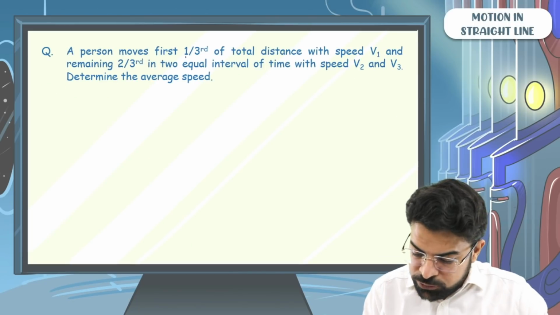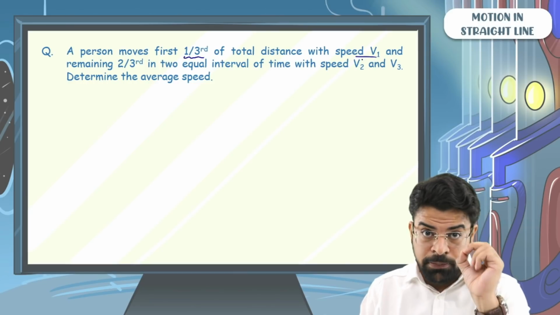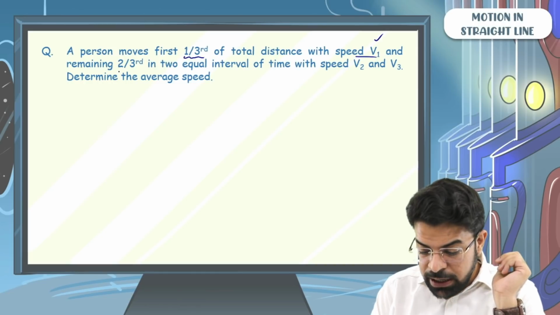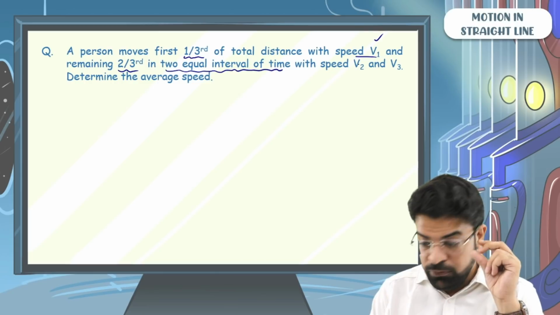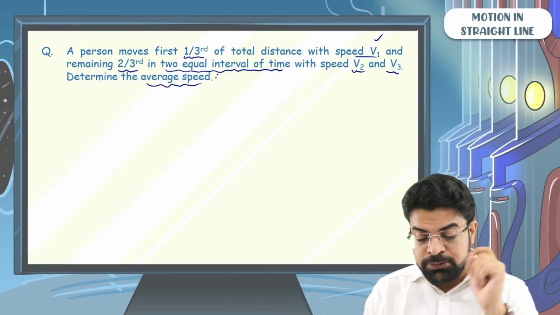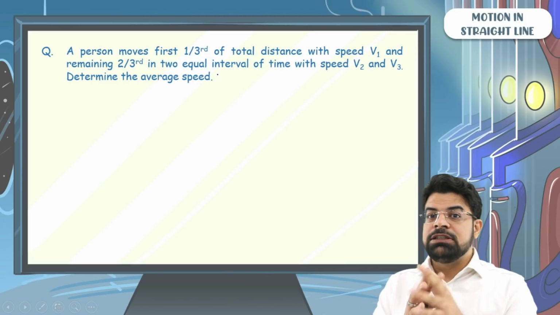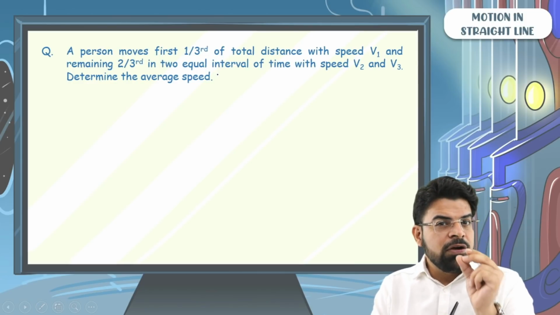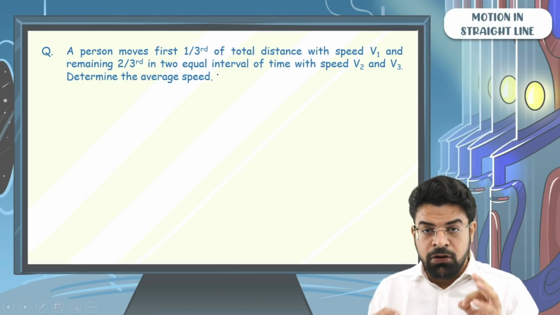A person moves first 1/3 of the total distance traveled with a speed v1 and the remaining 2/3 in two equal intervals of time with speed v2 and v3. You need to determine the average speed of the person. We need to determine the average speed of the person.